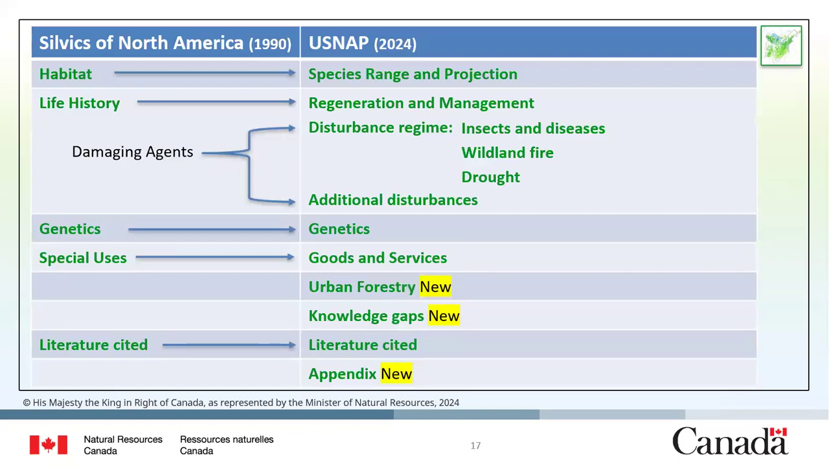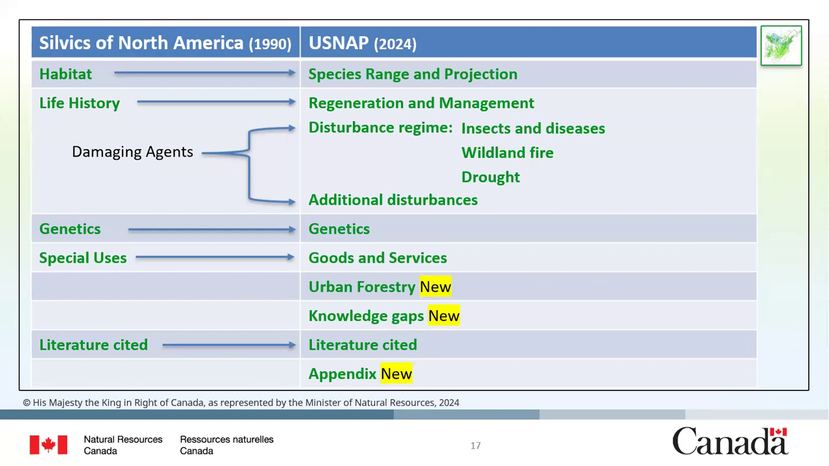Each chapter is divided into 12 sections to help with the review. The content of those sections has been reviewed and expanded to meet the needs of users. The major agents have been separated into different sections for insects and disease, wildland fires, drought, and additional disturbances like wind, ice, frost damage, grazing.